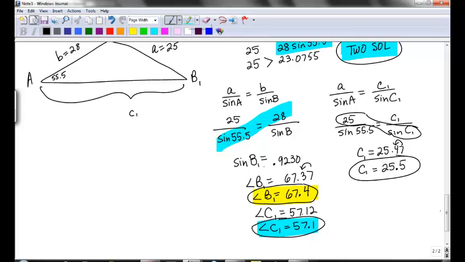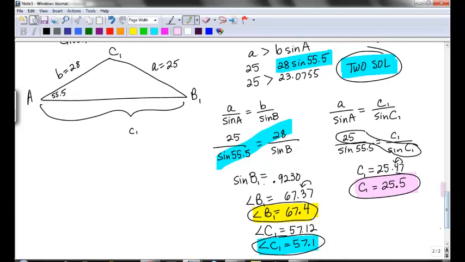Okay, so now there's another answer. Have we solved for everything in this triangle? We got all the angles, got all the sides? Yes. Okay, now, here's what you do.